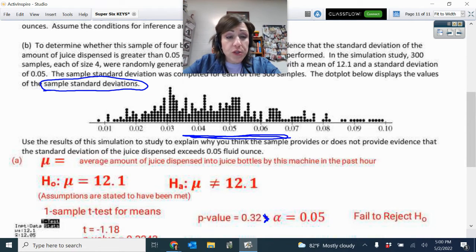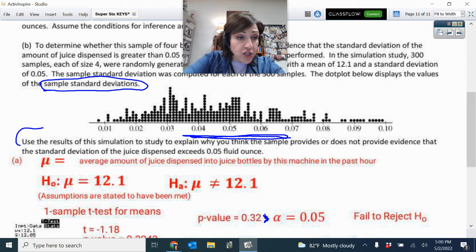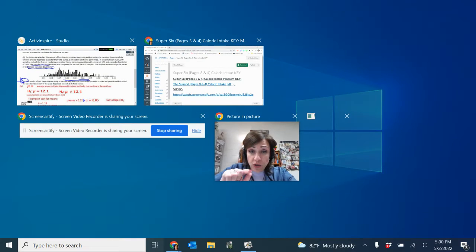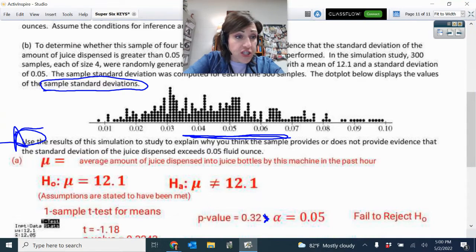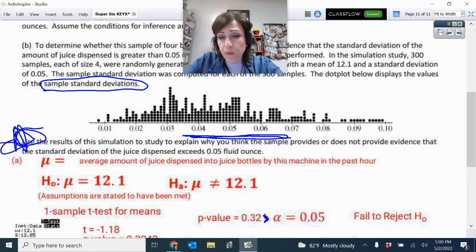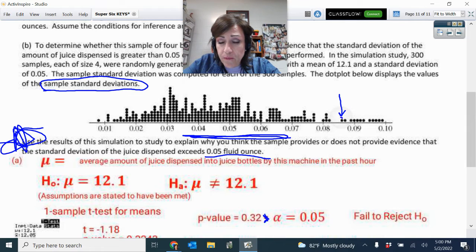They say, use the results of this simulation. So make sure you are doing that using the results of this simulation. Okay, to explain why you think the sample provides or does not provide evidence that the standard deviation exceeds 0.05 fluid ounce. The result they got was 0.085. So maybe that was this little guy right here. Okay, they got a standard deviation of 0.085.